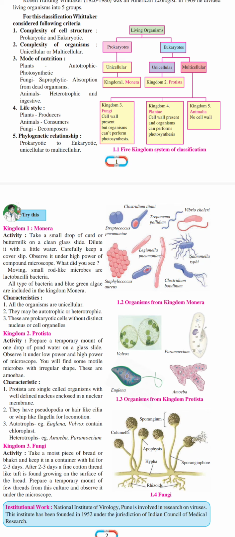And the amoeba has an irregular shape, and all these are motile. Now the characteristics given for Protista: they are single-celled organisms with a defined nucleus. Here the nucleus is present in the kingdom Protista, and a nuclear membrane is there.